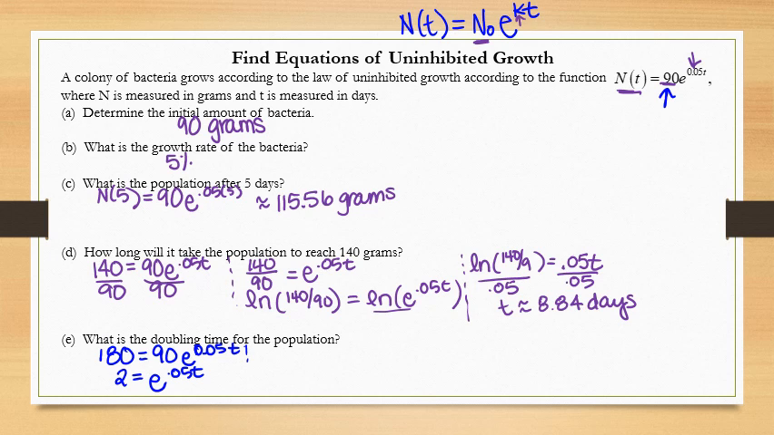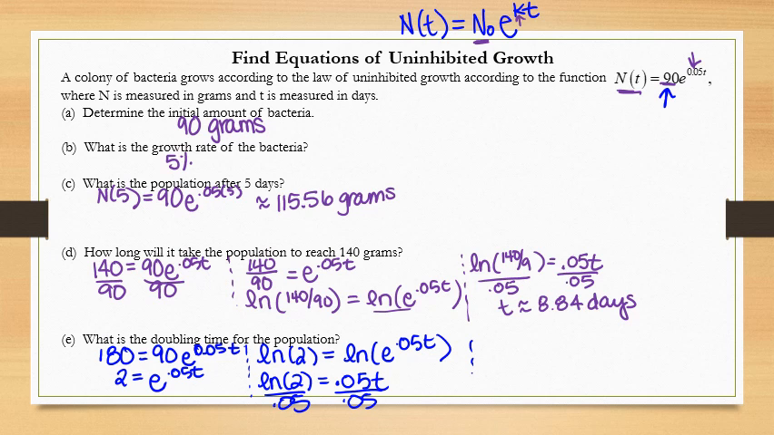Now that I have that exponential piece isolated, I can take the natural logarithm of both sides. And now I can bring that exponent in front using that power rule. And again, remember that ln of e is just 1. We'll divide both sides by 0.05. And I get that t is approximately 13.86 days.